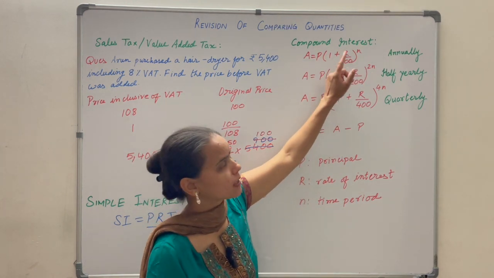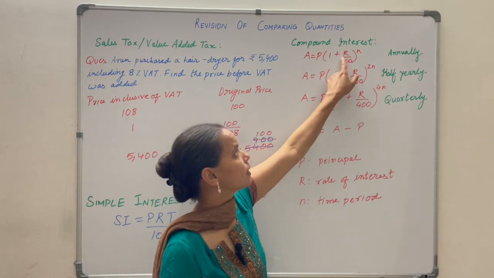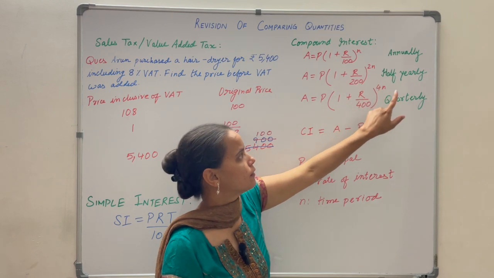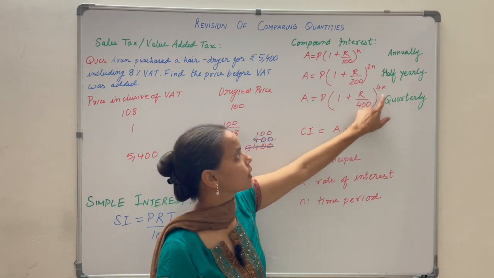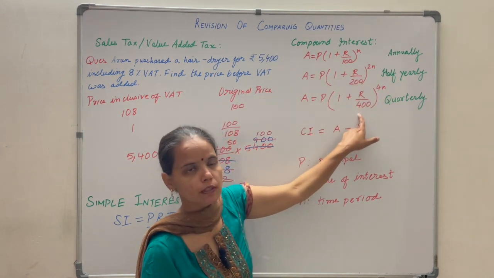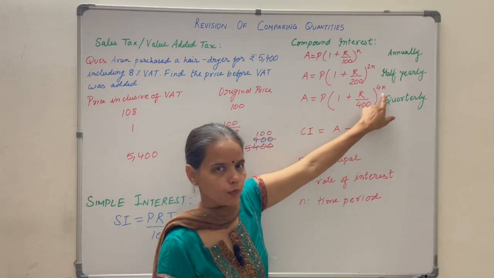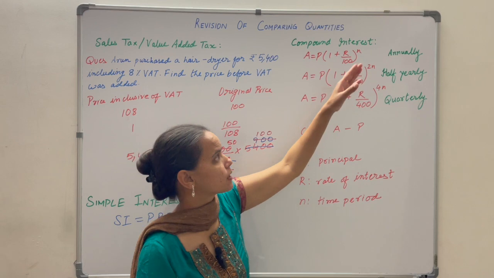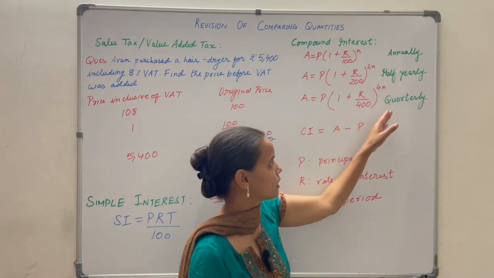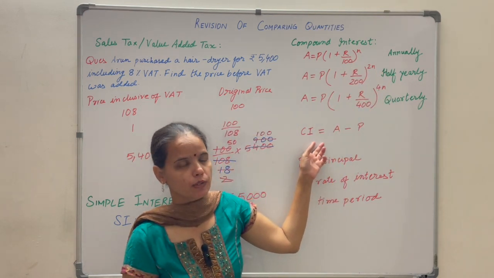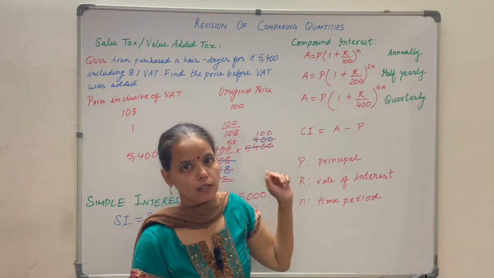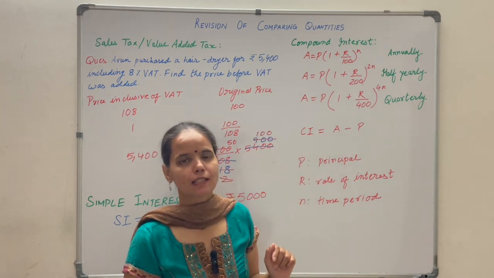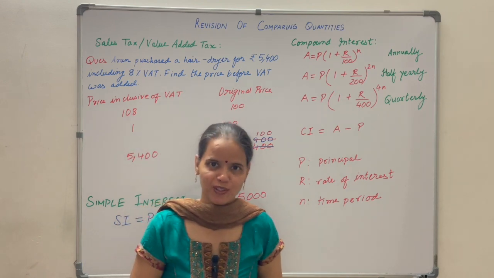So here when it says compounded half yearly, the rate becomes half and the time period becomes double. When it is compounded quarterly, the rate becomes 1/4 and time period becomes 4 times. Once the amount is calculated based on whether it is annually, half yearly or quarterly, you can calculate the compound interest. The formula to calculate the compound interest is amount minus principal. Let us see the questions now based on compound interest.